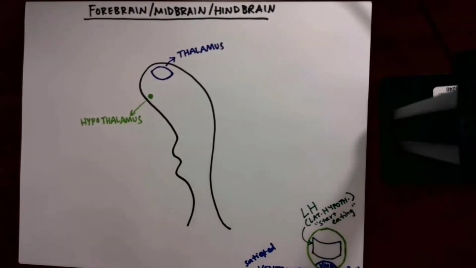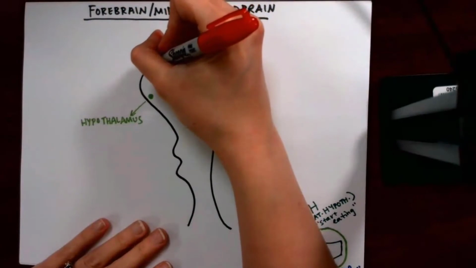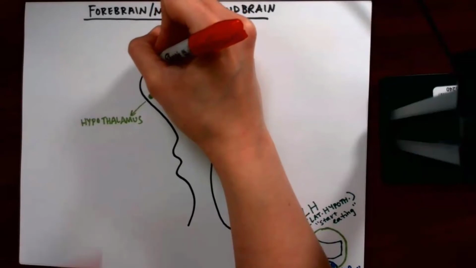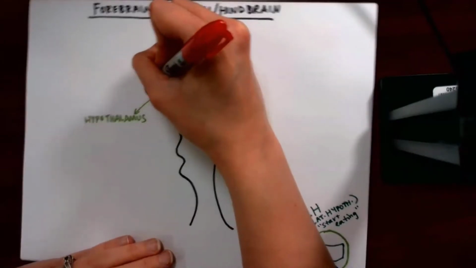All right, let's go back to our larger drawing now. So we're going to start at the top here by the thalamus on top of our forebrain. We're going to draw a little S coming off the top here. So I'm going to go like this.